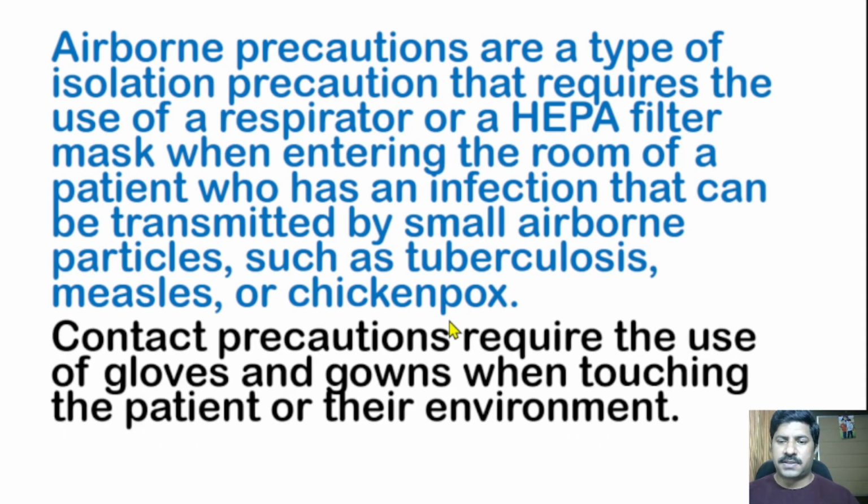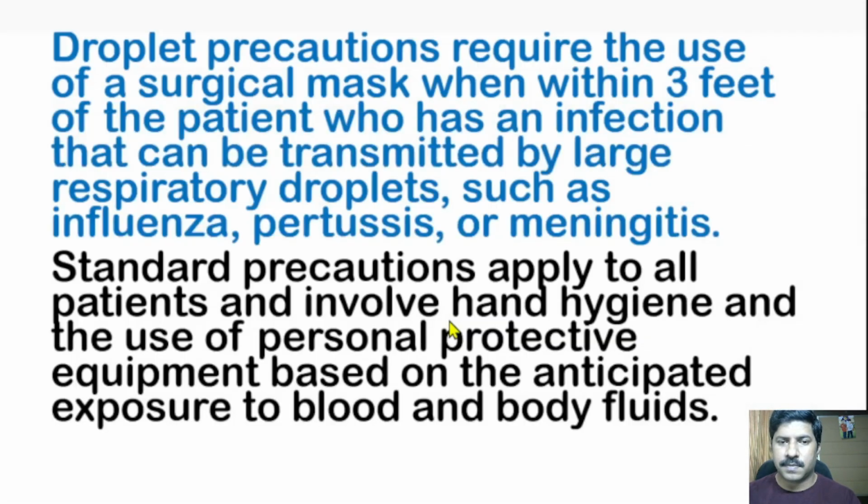Contact precautions require the use of gloves and gowns when touching the patient or their environment. Droplet precautions require the use of a 3-layered surgical mask that is used to prevent droplet transmission when within 3 feet of the patient who has an infection that can be transmitted by larger respiratory droplets, such as influenza, pertussis, or meningitis. So these are the infections transmitted through droplet transmission.